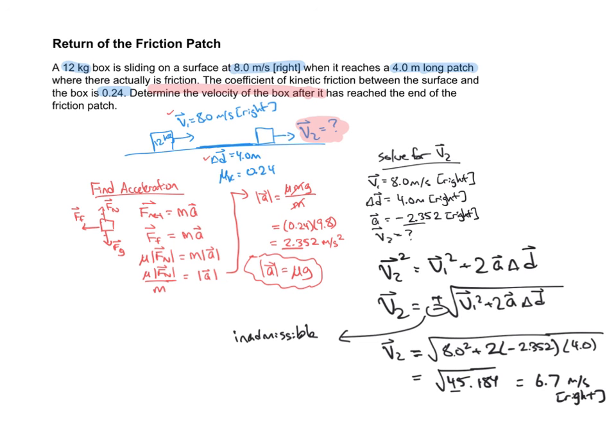So the box slows down. It started at 8 meters per second at the beginning of the friction patch and has slowed down to 6.7 meters per second at the end of the friction patch.